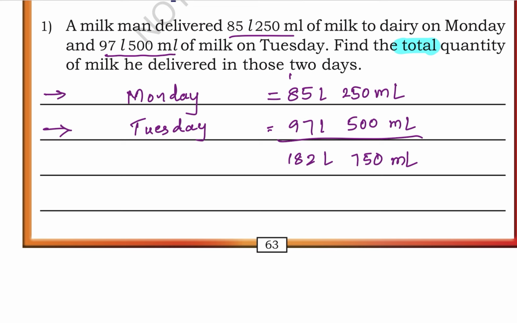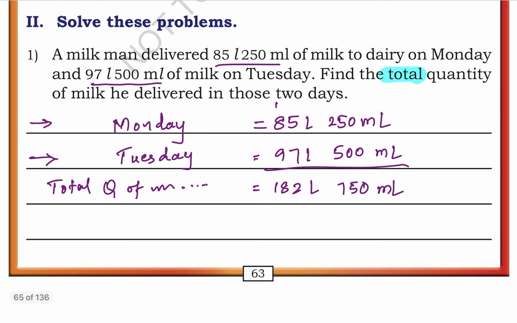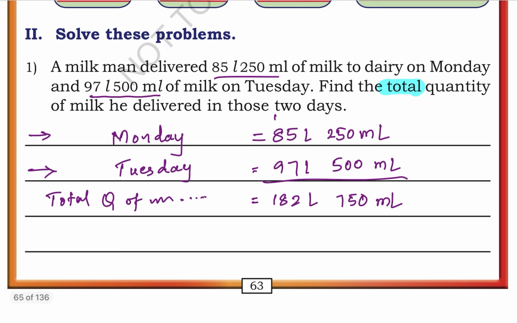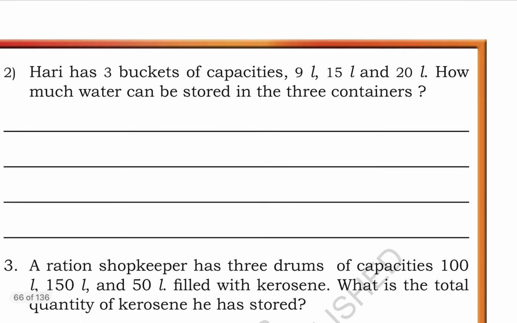Here you must write total quantity of milk he delivered in those 2 days is equal to 182 liter and 750 milliliter. You have to write the statements completely. I am not writing here, you must write. Okay. Let us move on to the next question.